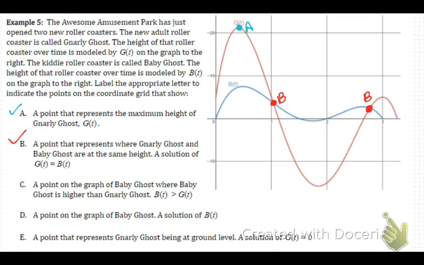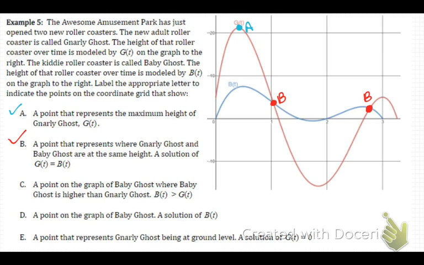Part C says a point on the graph of Baby Ghost. So am I going to graph that on the red or on the blue graph? It says a point on the graph of Baby Ghost. So which graph am I going to label that on? On the blue graph, where Baby Ghost is higher than Gnarly Ghost. So where is Baby Ghost above Gnarly Ghost at? Right there at the 2.